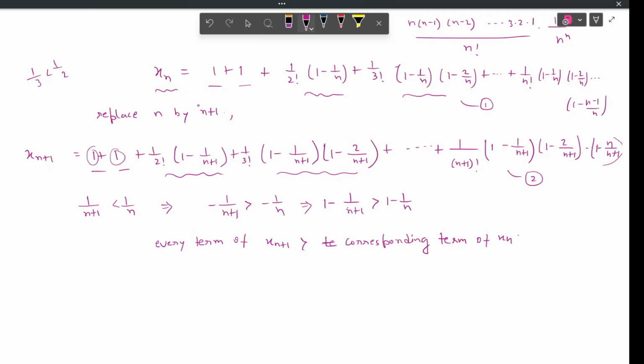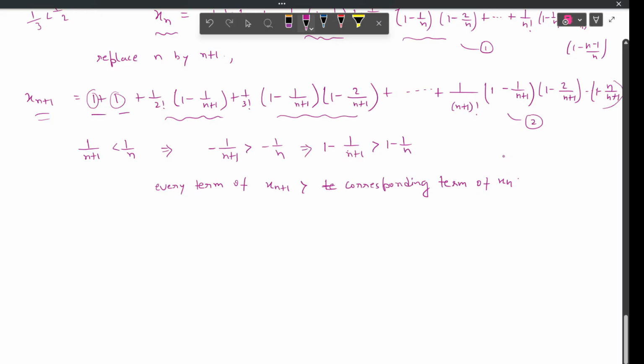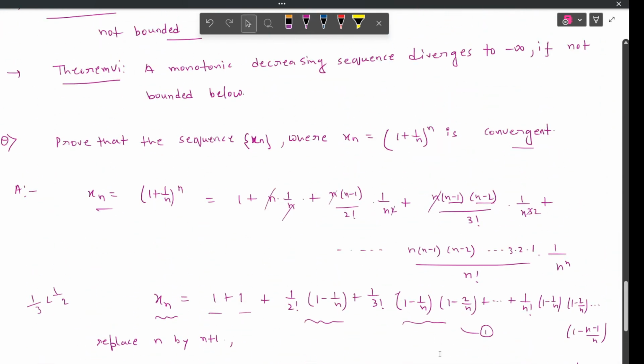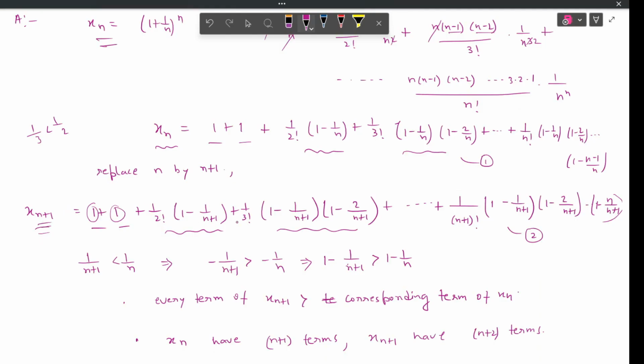Now you can also observe that xn has n plus 1 terms, while xn plus 1 has n plus 2 terms, okay. So you can write it down. xn has n plus 1 terms and xn plus 1 has n plus 2 terms, okay, because this series starts from 0 and total n terms. So in xn there are n plus 1 terms, and we have increased by 1 here, n plus 1, so you will have n plus 2 terms.